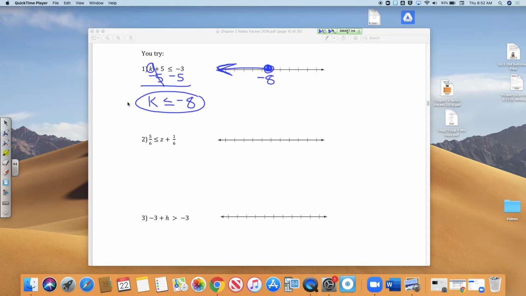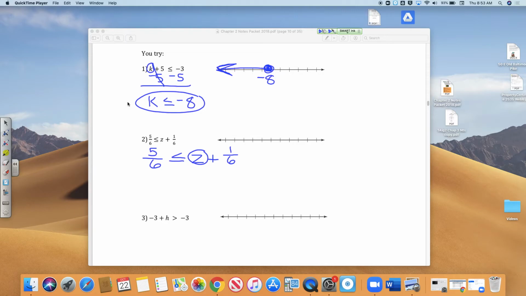Number 2 is fractions, but don't freak out. It's the same exact process you would normally do. It's just now you're dealing with fractions. I'm going to rewrite it so it's a little bit bigger. 5/6 is less than or equal to z plus 1/6. I'm solving for z. How will I get rid of plus 1/6?